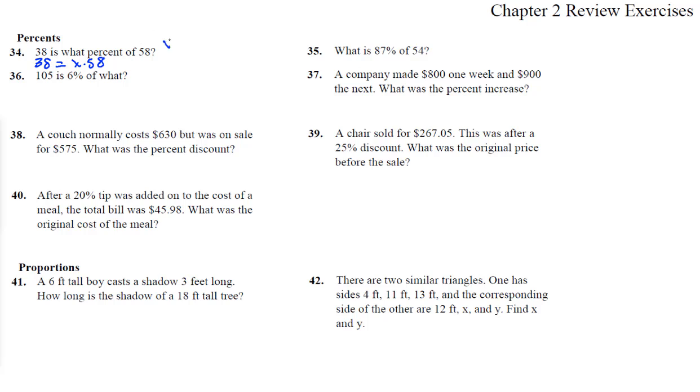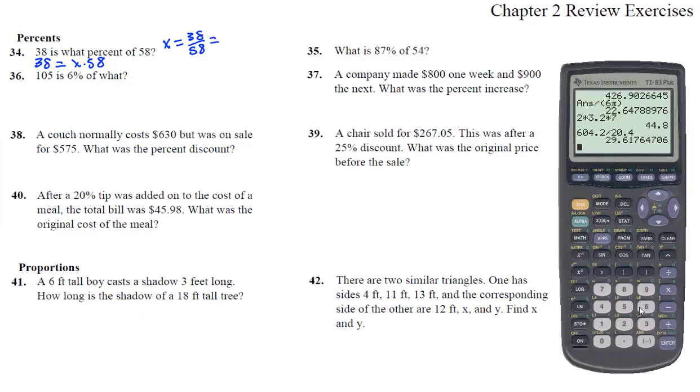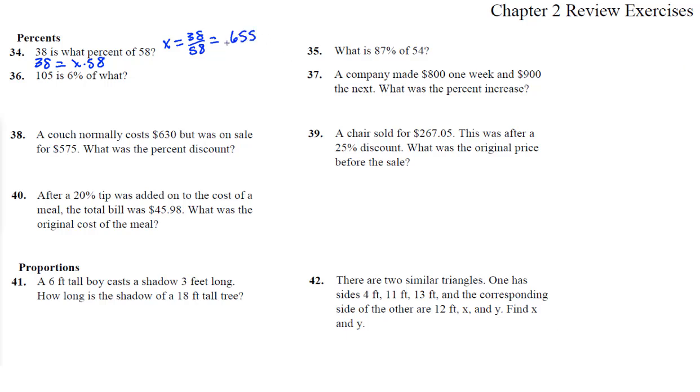Divide both sides and we get x equals 38 divided by 58. Just divide both sides by 58 and that turns out to be a decimal. So 38 divided by 58 is 0.655. Move it 2 places to get a percent, and we get 65.5%. Yeah, so if you got 38 out of 58 on a quiz, you get a 65.5%. All right, next one, number 35.